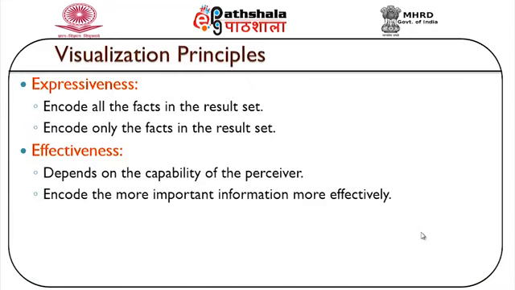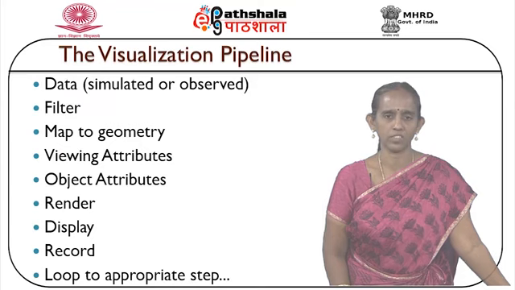If we look at the visualization principle, we can classify them into two types. One is expressiveness, the other one is effectiveness. Expressiveness means that you have to encode all the facts into the result sheet, and we are supposed to encode only the facts into the result sheet. Whereas effectiveness depends on the capability of the perceiver, and it encodes some more important information in a more effective manner. So, expressiveness and effectiveness both together form the interesting principles of visualization as such.